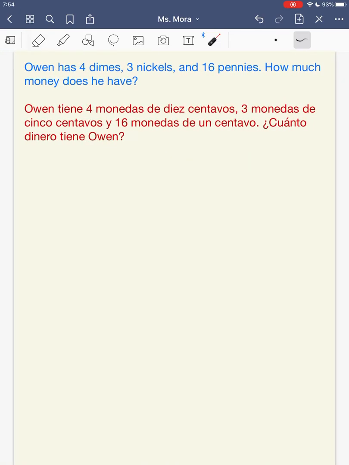So guys, we said we were going to solve word problems, so I'm going to read this one. It says, Owen has 4 dimes, 3 nickels, and 16 pennies. How much money does he have? Okay? So, just a reminder, when we solve word problems, we're going to underline our question, circle our numbers, and box important words. So I'm going to start off with that.